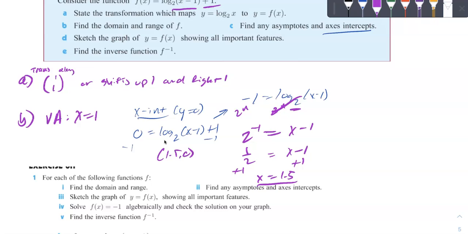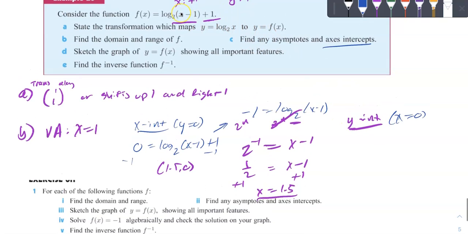So that's my x-intercept, 1.5 and 0. You want the y-intercept? We're just going to set x equal to 0. Remember, x and y-intercepts never change. No matter what problem you're doing, x and y-intercepts are constant. For the x-intercept set y equals 0, for the y-intercept set x equals 0. So you just have to plug 0 into this equation. So y equals log base 2 of 0 minus 1 plus 1. So I get log base 2 of negative 1 plus 1. Now you can never evaluate log of a negative number. So this is actually not possible. So none. There's no y-intercept.